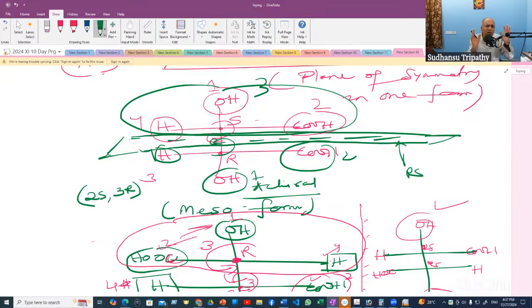So my common sense says that in this particular case, when there is a plane of symmetry and the molecule is symmetrical in structure, then 2S, 3R is identical with 2R, 3S. Yes or no?